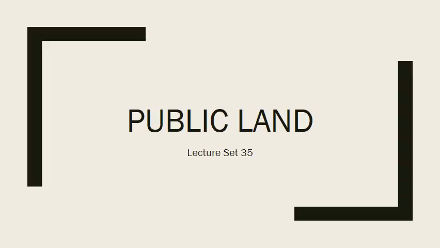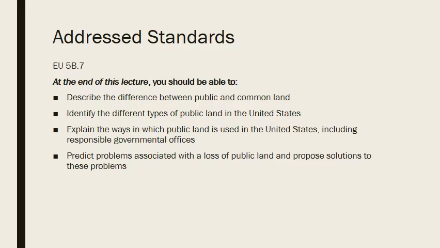We are talking today about public land, and in this one we will talk about different types of public land and how we use it. So your address standard for this lecture is Essential Understanding 5B.7, which deals with how human populations must design systems to protect areas of publicly owned land.